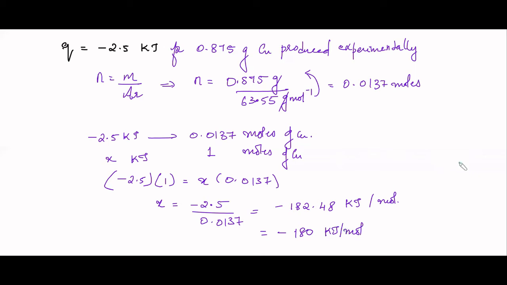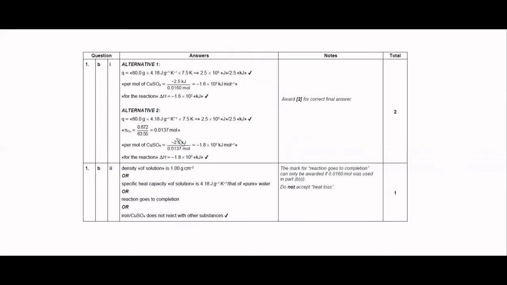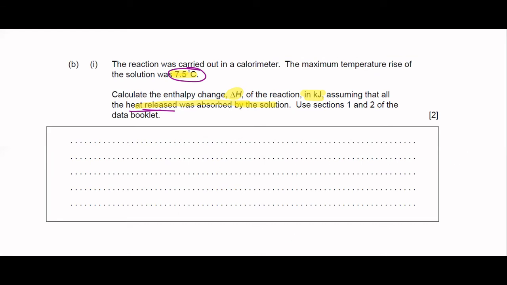Now let's see the answer scheme. This is it. They've given both the ways. One is giving us minus 1.6 that we have seen, and we have also seen how we are getting minus 1.8. So here we have calculated the answer for this question. It can be either minus 160 kilojoules per mole, or minus 180 kilojoules per mole. Both the values have been accepted as per the marking scheme.